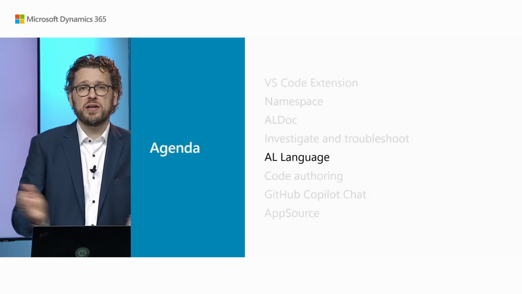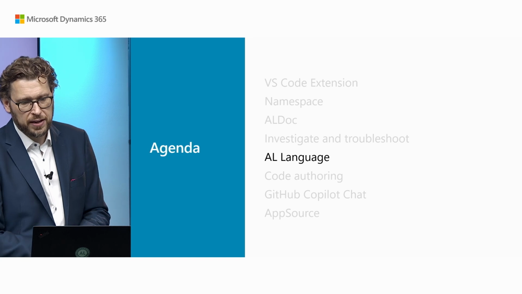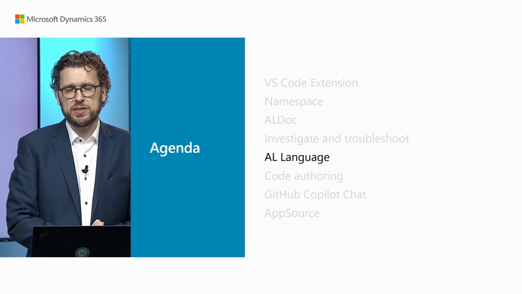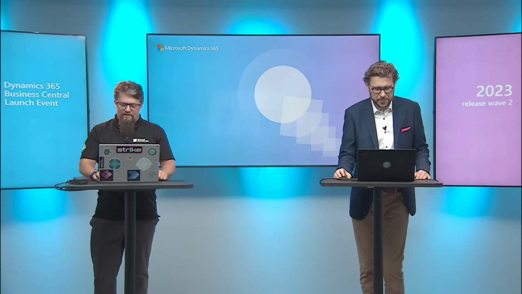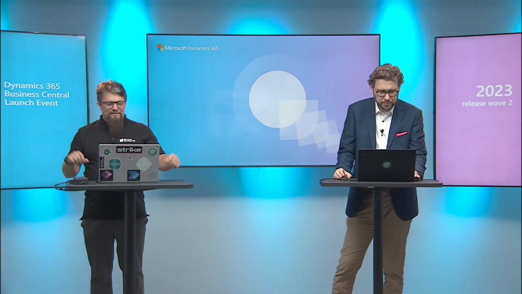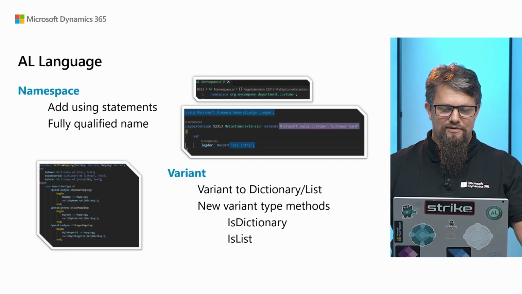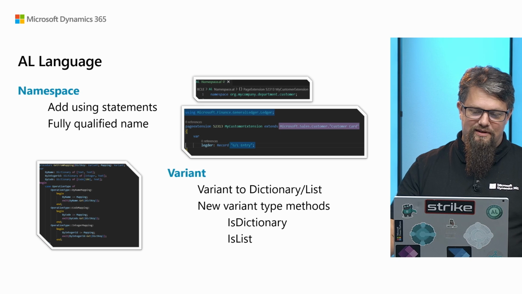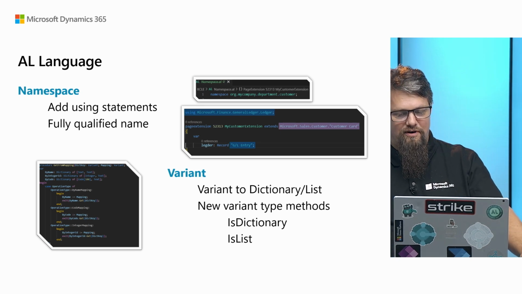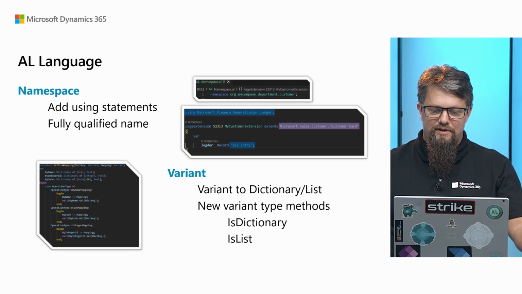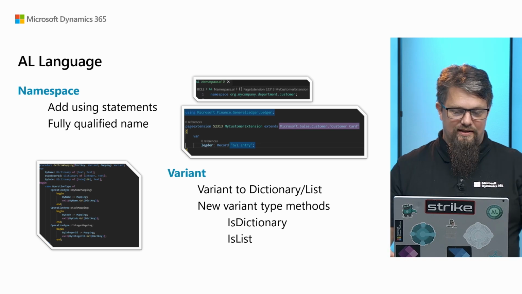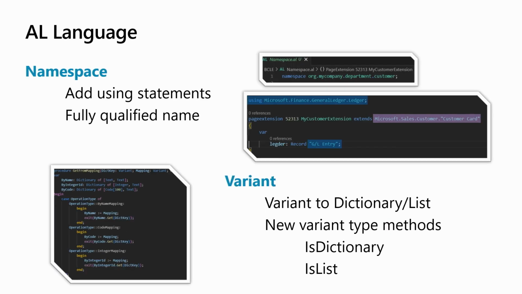So let's bring Steffen back and talk about the investments that we have in AL language. Let's start this off by talking about the biggest thing, the most noticeable thing in the language changed this release, and that is, of course, the namespaces that Esben talked about. You can declare namespaces to encapsulate your objects, add using statements to get easy access to objects in that namespace, and use fully qualified names where needed, for example, to resolve name conflicts.